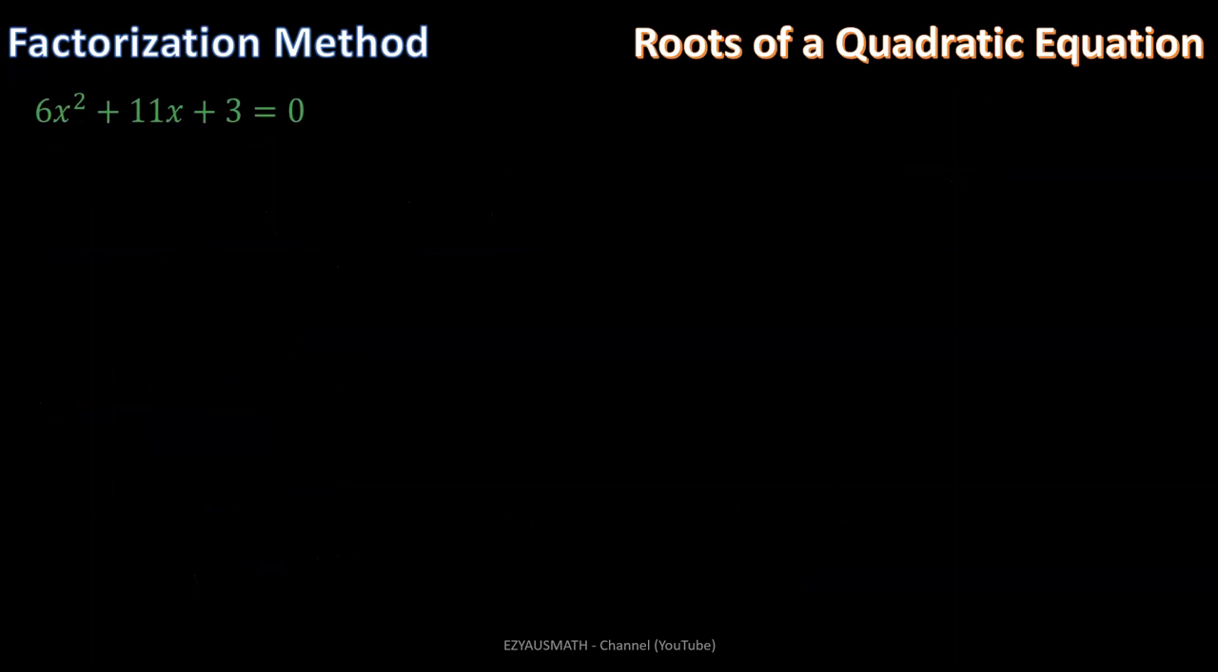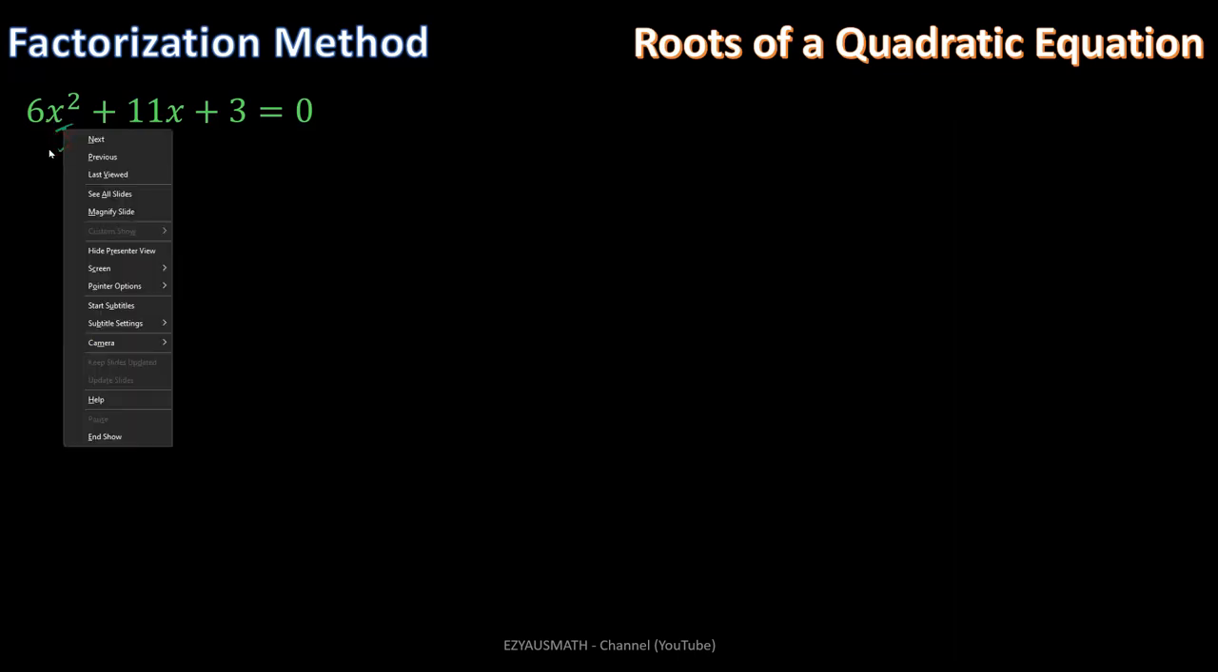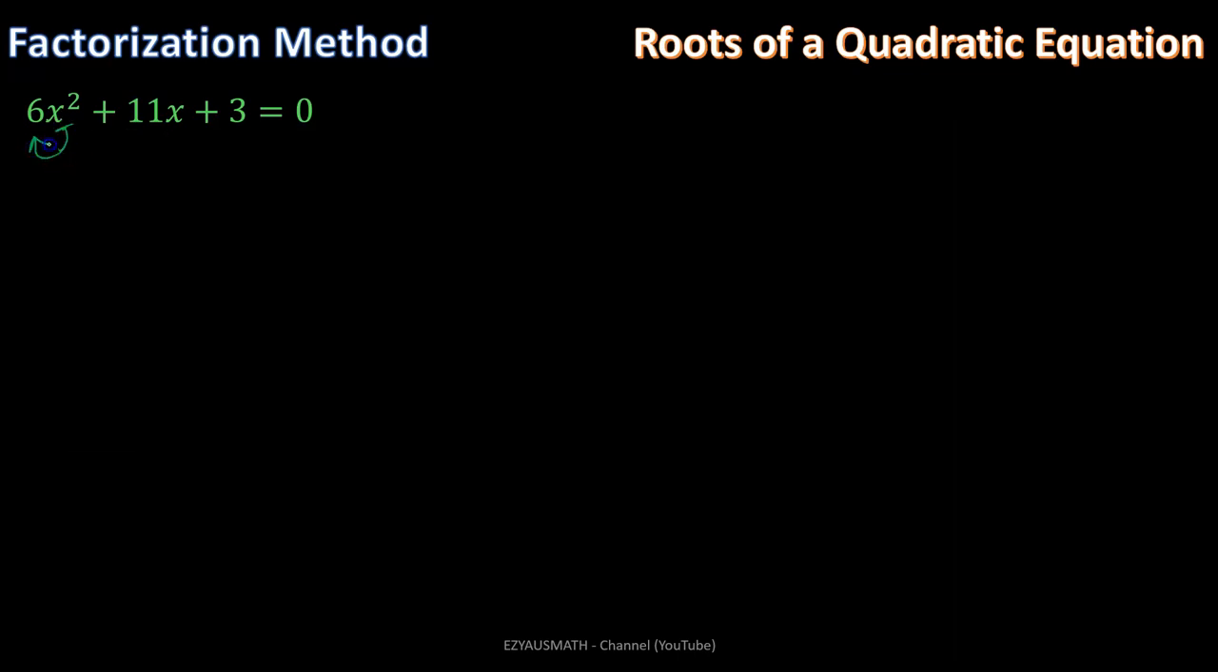So the next example here is 6x squared plus 11x plus 3 is equal to 0. Now it is not a perfect square. We cannot take any factor common. So how will we solve this? Now in the previous equation we didn't have any coefficient along with x squared, but here we have the coefficient 6 with x squared. So instead of directly trying to find the factors of 3 such that we get 11, we first have to multiply 6 and 3. So the product of 6 and 3 is 18.